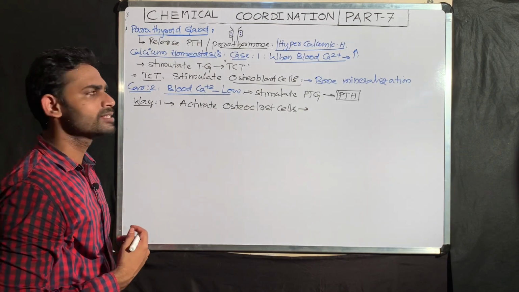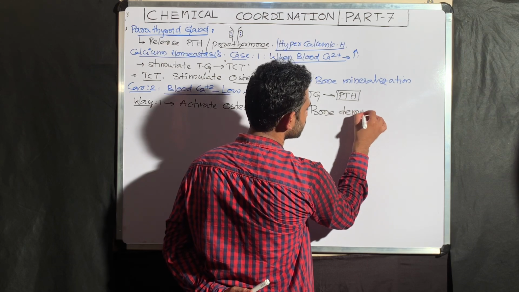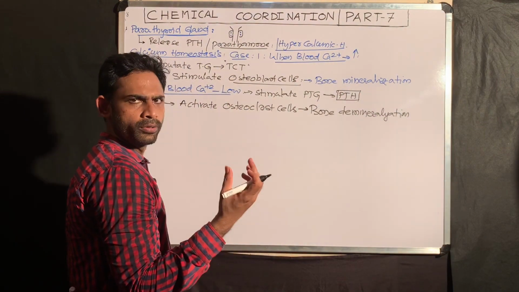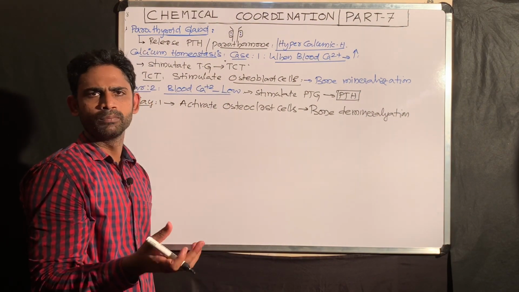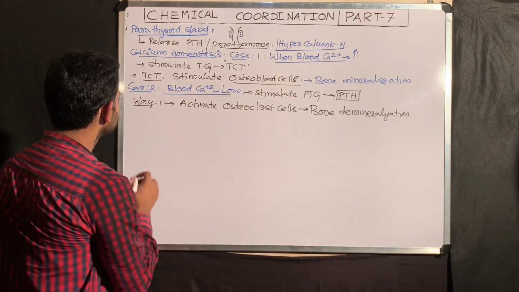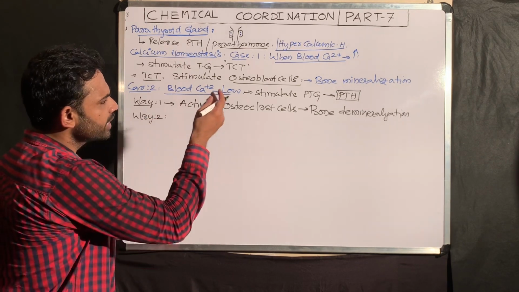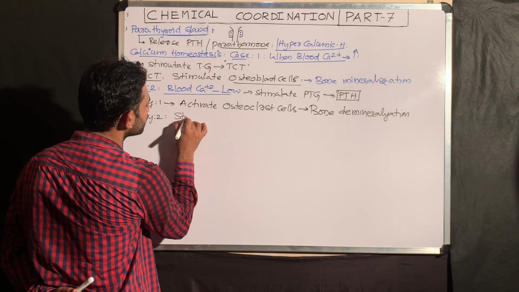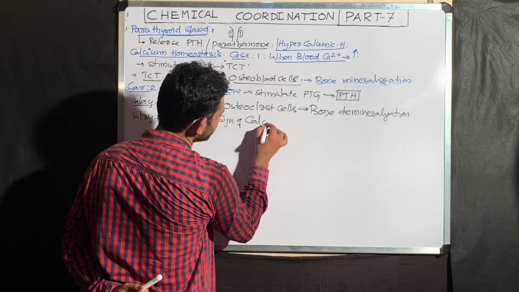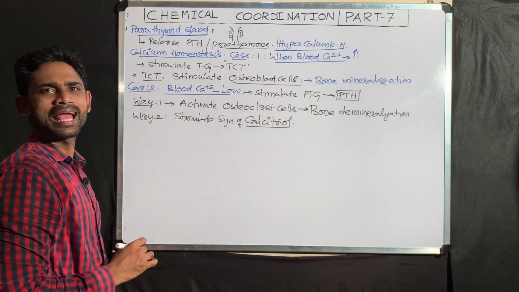Automatically the osteoclast cells cause bone demineralization. Bone demineralization is nothing but bone dissolution, bone breakdown. From that bone the calcium enters into the blood, so the blood calcium level will increase. The next way to increase the blood calcium level: PTH stimulates, very important, the synthesis of calcitriol.